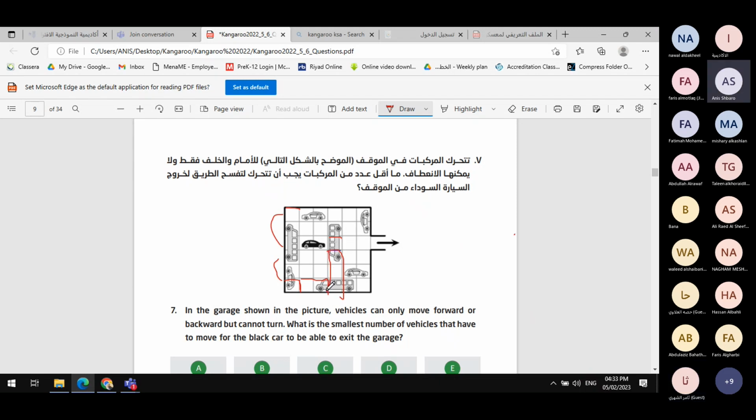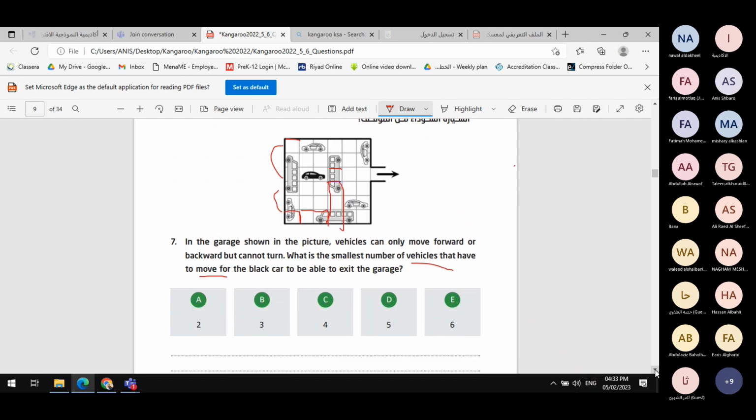Okay, so how many cars did we move? 6. How many? 1, 2, 3, 4. Yes, 4 cars, but we moved them 6 times. So it doesn't matter how many times we moved. The question is about how many cars. Tell me only one time, from all of the things.